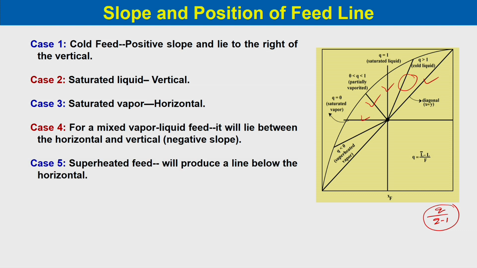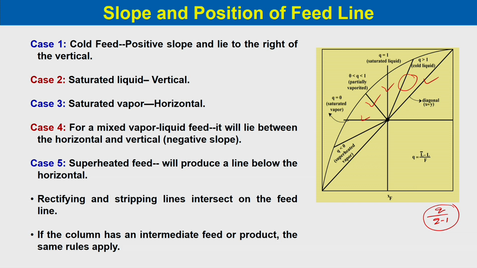Case 5 is the superheated feed, which will produce a line below the horizontal because q is less than 0. So, for superheated vapor it will lie between the horizontal line and the diagonal line. Rectifying and stripping lines intersect on the feed line. If the column has an intermediate feed or product, the same rules also apply. So, these are the slopes and positions of the feed lines.